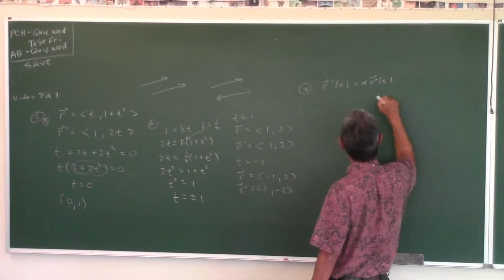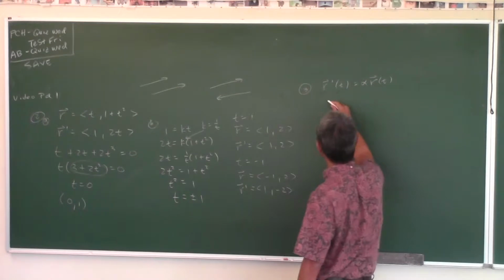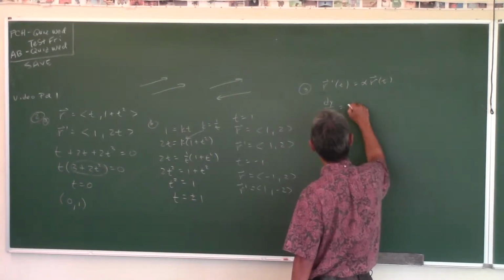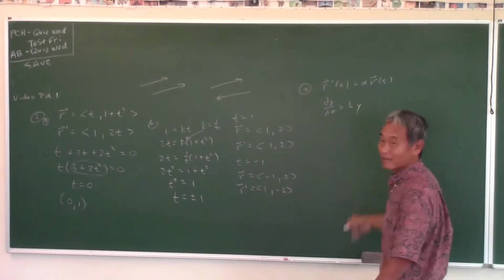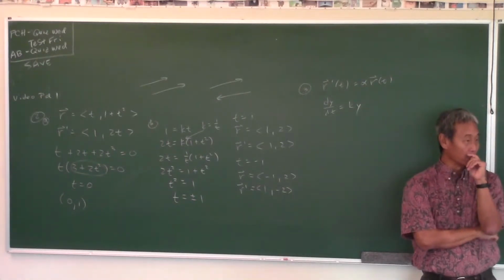R of t. So this goes back to calculus last year. This is like the differential equation dy/dt is equal to a constant times y. Right? There's like y prime and y. Okay, let's see if anybody remembers something.